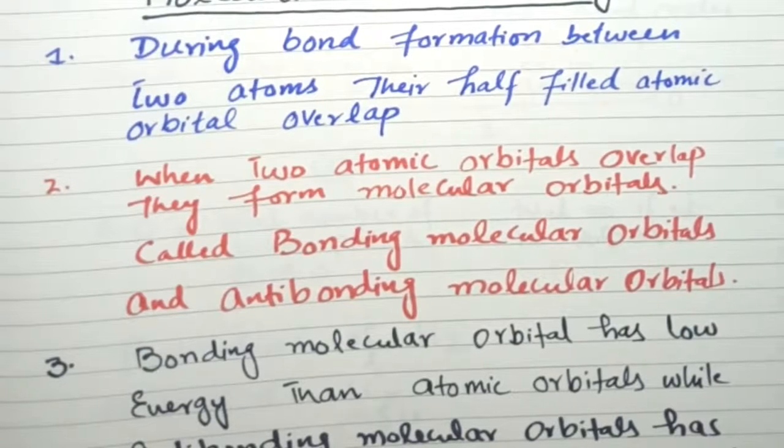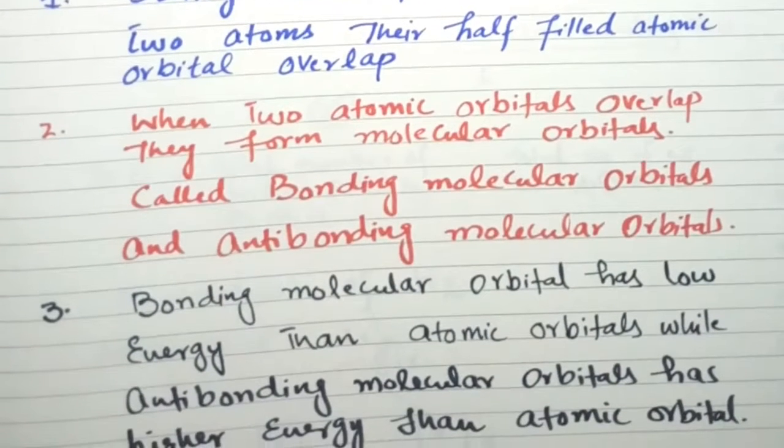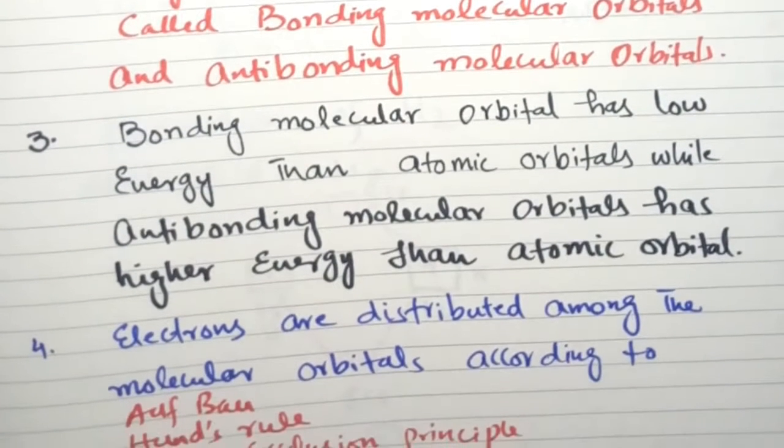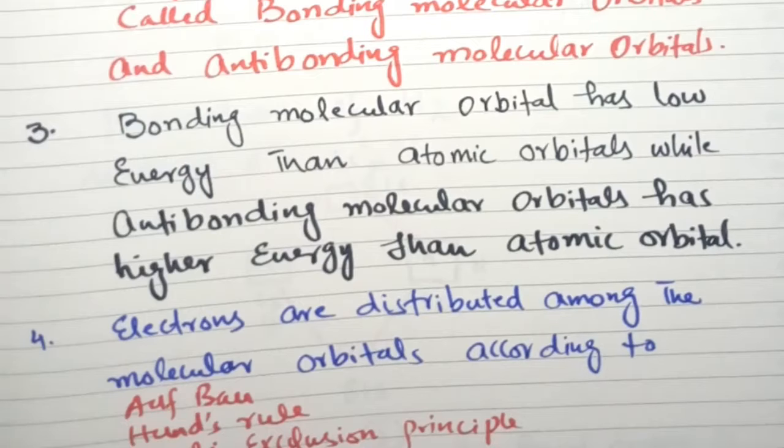The second point is when two atomic orbitals overlap, they form molecular orbitals. Now two types of molecular orbitals will be formed. One will be termed as bonding molecular orbital and another will be called as anti-bonding molecular orbital. The bonding molecular orbital has lower energy than the atomic orbitals, while the anti-bonding molecular orbitals will have higher energy than the parent atomic orbitals.